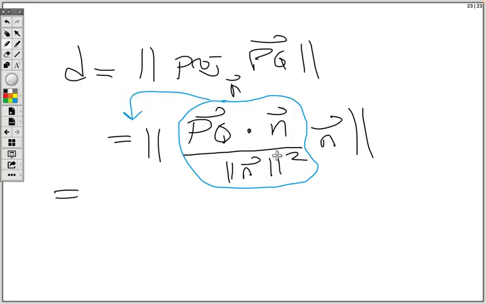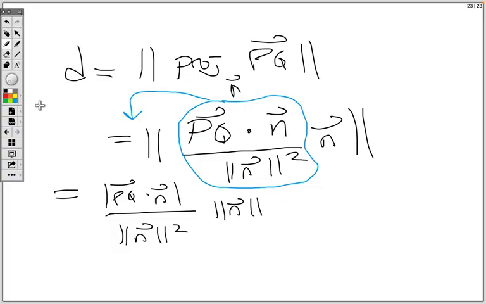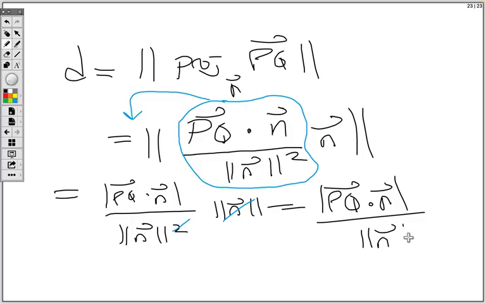Now, when you factor it out of the length, it's going to come out as a positive number because lengths are always positive. Now, the magnitude of N squared, that's always positive. But this may not be positive. So we'd have to make absolute values there. And then I'd have the length of N. And look what happens. We get a little cancellation here. And I get the absolute value of PQ dot N over the magnitude of N, and that's our distance.